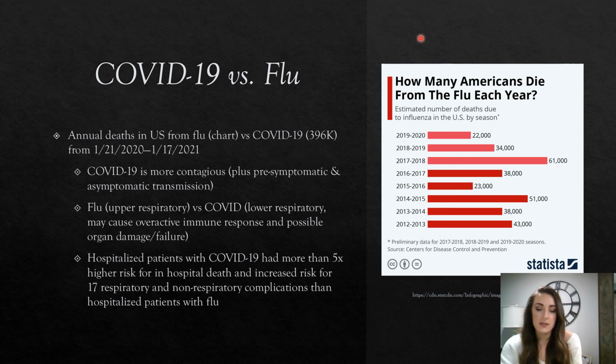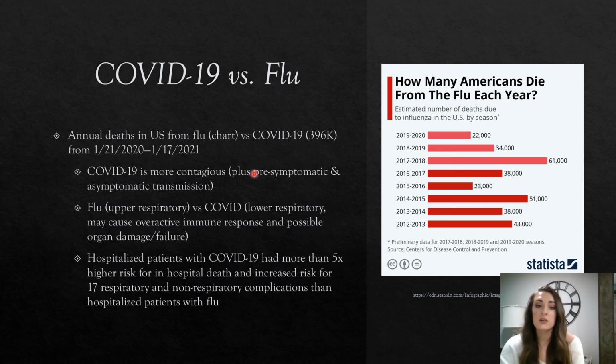Then you also do want to think about the contagiousness. COVID-19 is more contagious naturally just because of how it infects cells, and especially whenever you consider the pre-symptomatic and asymptomatic transmission. Now think about symptoms. The flu mainly affects your upper respiratory system. So it's up here in your throat, and it doesn't interfere with your breathing most of the time. But COVID affects your lower respiratory system. So this is where your actual breathing occurs.